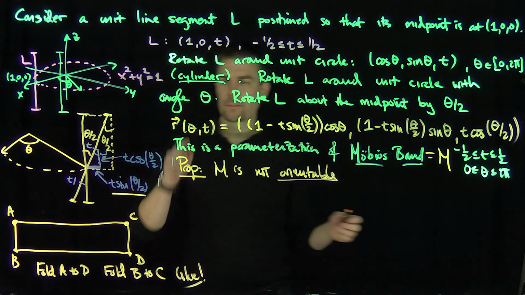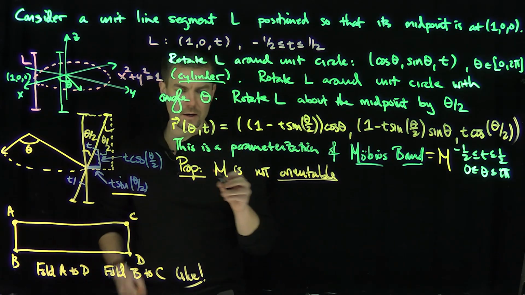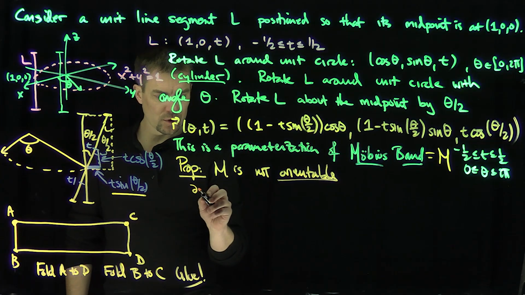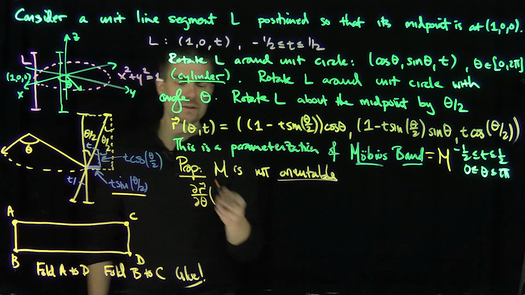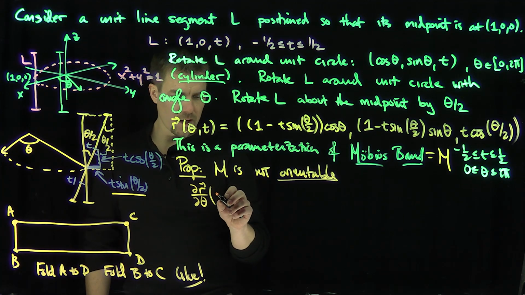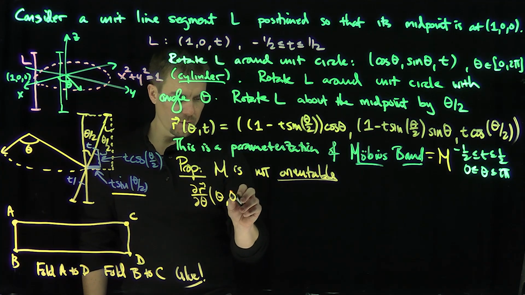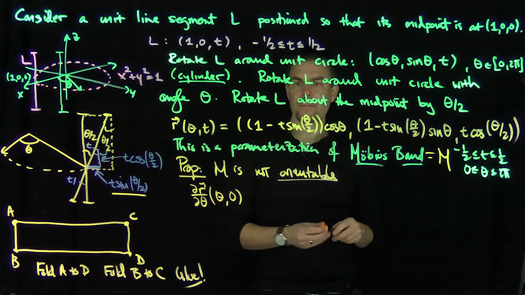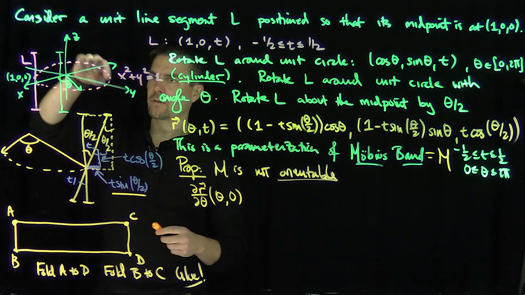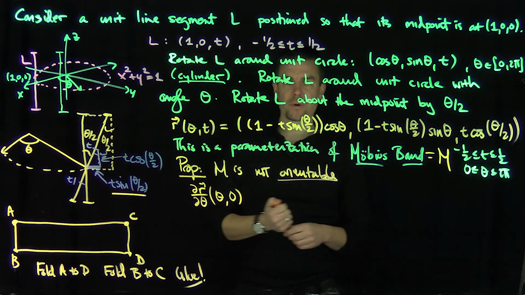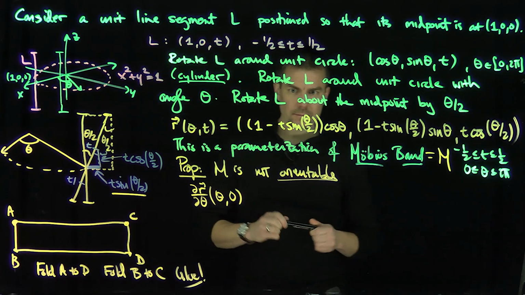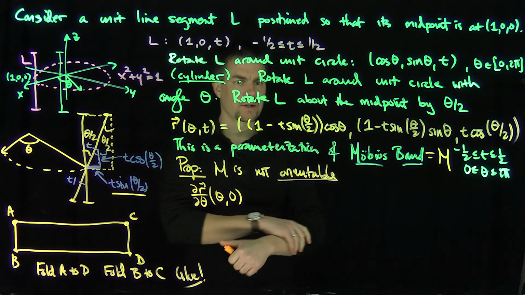So what I want to do is compute partial r, partial theta. Let's compute partial r, partial theta when t is equal to 0. So in other words, at a point theta, comma, 0 for t. That's along this medial circle on the Mobius band. And so what's going to happen over here, if we do a theta derivative of this thing and plug in t equals 0?